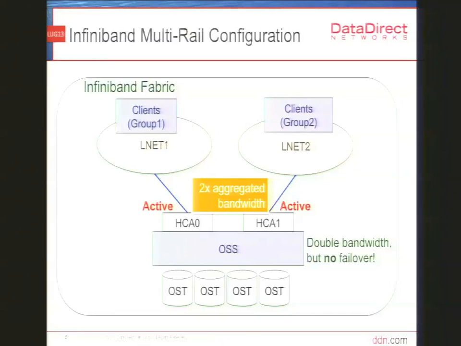For the multi-rail configuration, the hardware is pretty much the same, but we have to divide it into two Lustre networks, and also create two client groups to access the Lustre file system through Lustre Network 1 or Lustre Network 2. From the server perspective, it's running in active mode, so we can get twice the aggregate bandwidth on the server side, but there is no failover capability.